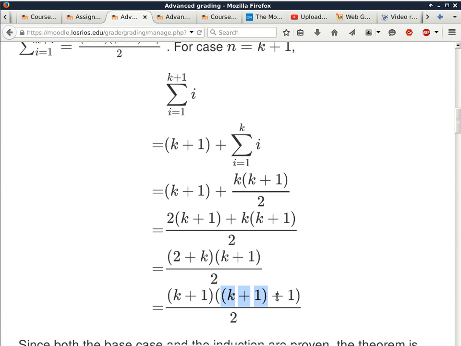Now, if you did not go through all these steps and you just end up with k plus 1 times k plus 2 divided by 2, that's okay. This is just what I like to do, because it fits the format of the theorem, and I want it to fit the format of the theorem. But if you get to k plus 1 times k plus 2, or even 2 plus k, it's good enough. Just leave it as k plus 1 times k plus 2. That'll be fine. But I just like this extra step to make it look exactly the same format.